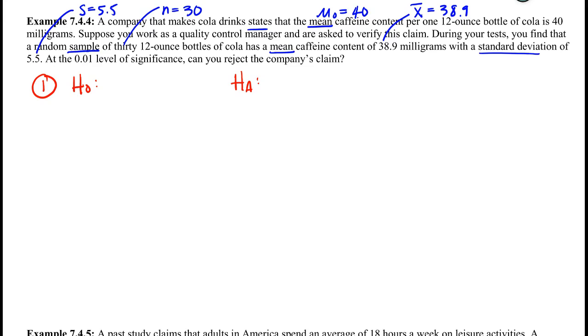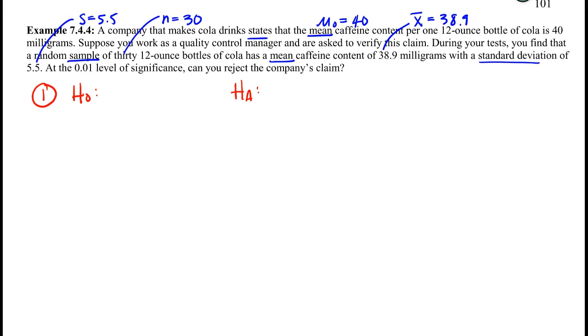So right away, alarm bells are going off. We're doing a t-test. We have an S, so we're going to do a t-test. And then it asks us, at this level, can we reject their claim? So your hypotheses should have been either our mean is 40 or not 40. Nothing directional here. Nothing says we think it's less, we think it's more. It just says we're trying to verify or reject their claim. So a not equal to on this, a two-tailed test.